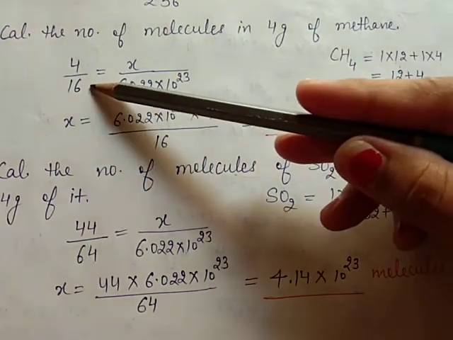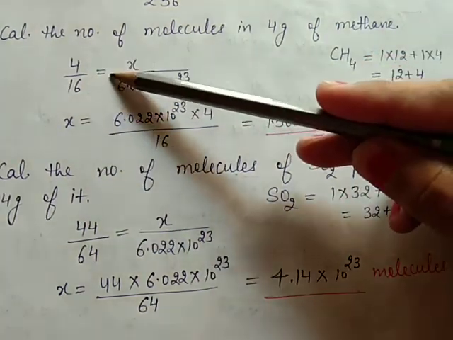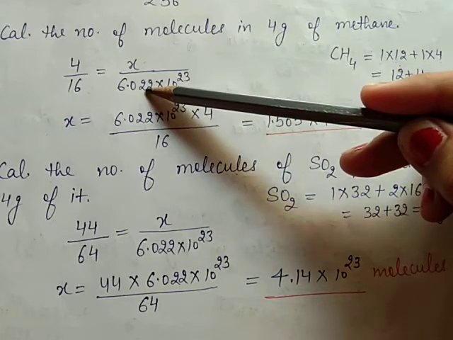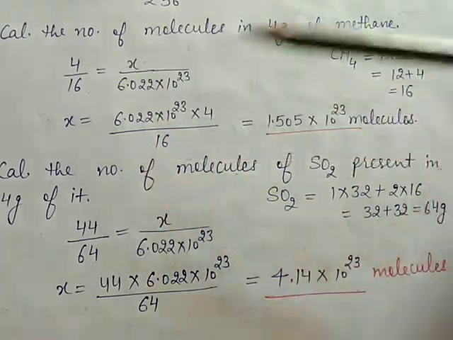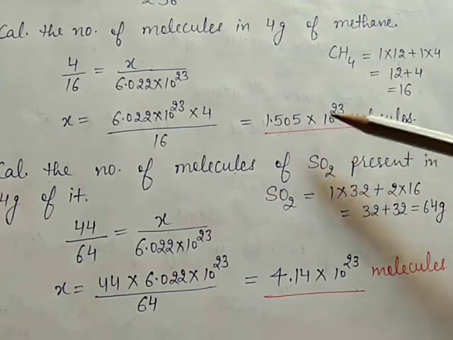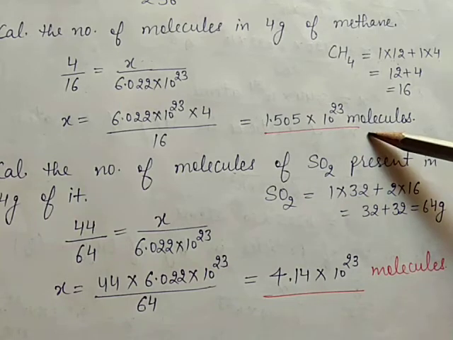After putting this value here, this is equal to number of molecules, that is x, divided by Avogadro number. After cross multiplication, this is the answer: 1.505 multiply 10 raised to power 23 molecules.